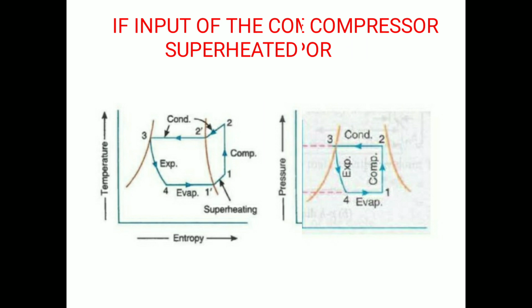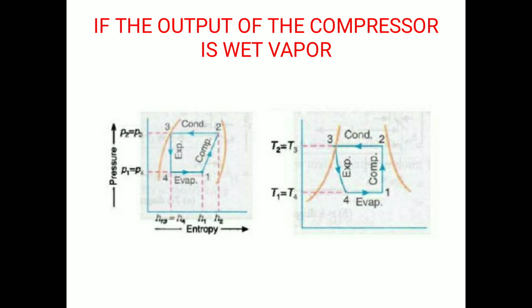Let's go to the next one. If the output of the compressor is wet vapor. If you observe the TS and pH diagrams, you can clearly see point 2 will be in the wet region. It states that the output of the compressor is a wet vapor. So this is the case if the output of the compressor is wet vapor. Just try to understand all these cases, then you will have a clear idea of your subject.